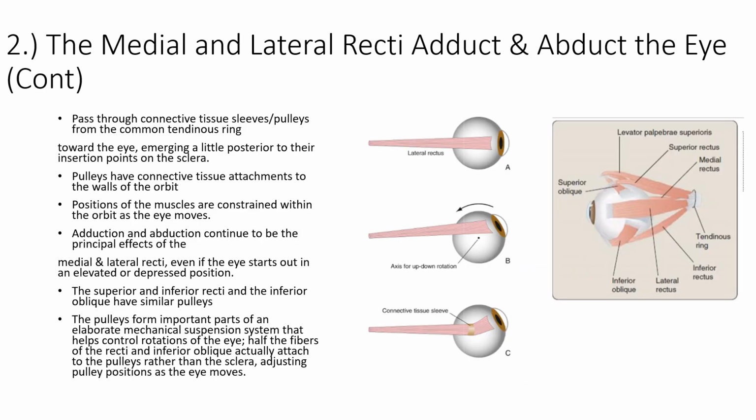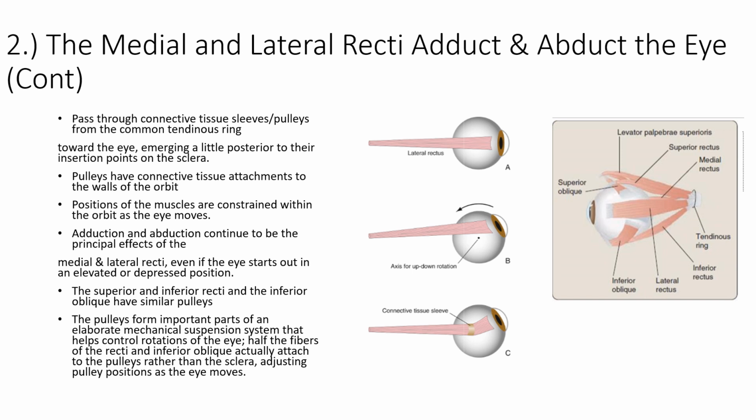Both muscles pass through sleeves of connective tissue, referred to as pulleys, as they travel from the common tendinous ring toward the eye, emerging a little posterior to their insertion points on the sclera, or the white of the eye. The pulleys, in turn, have connective tissue attachments to the walls of the orbit, so the positions of the muscles are constrained within the orbit as the eyes move.